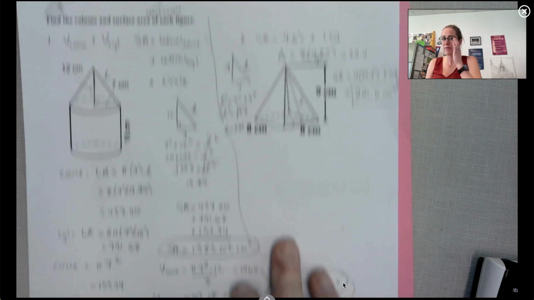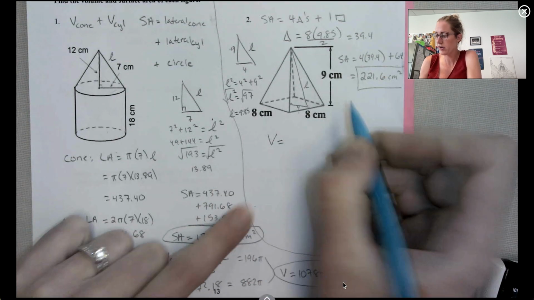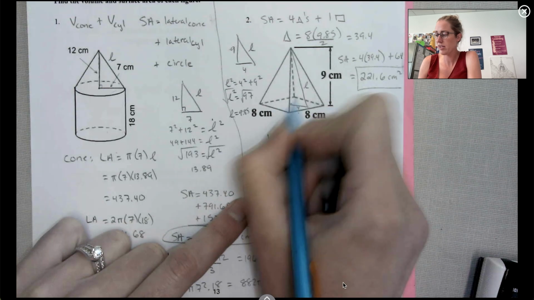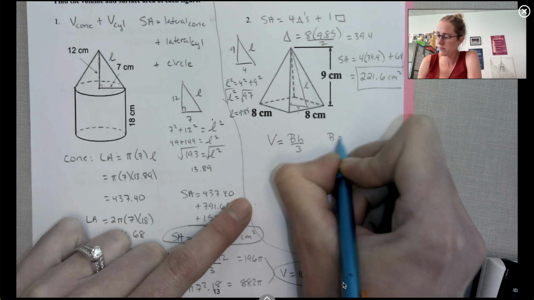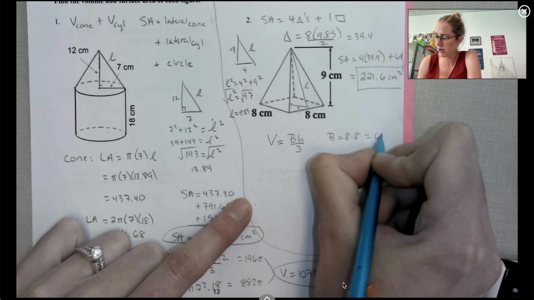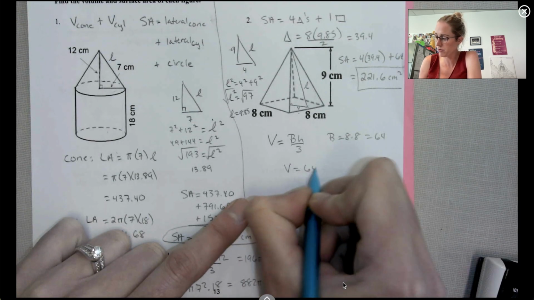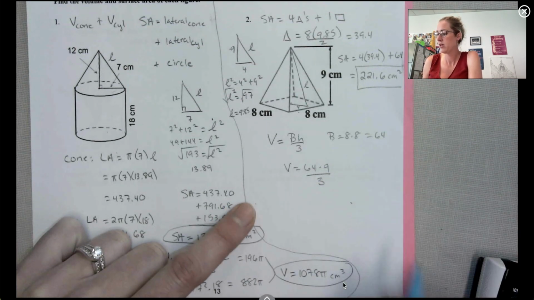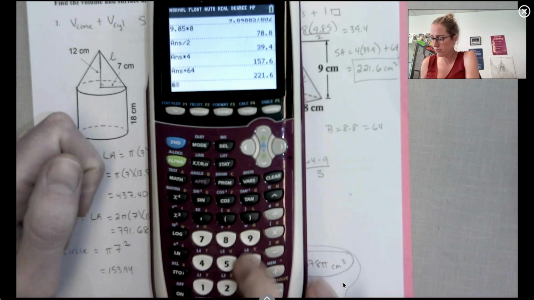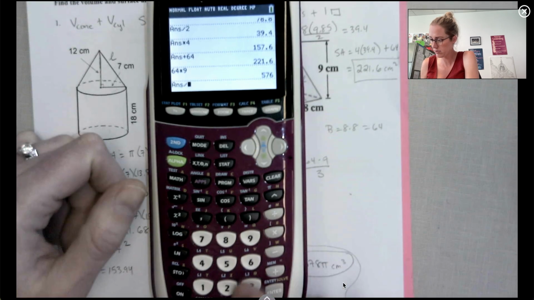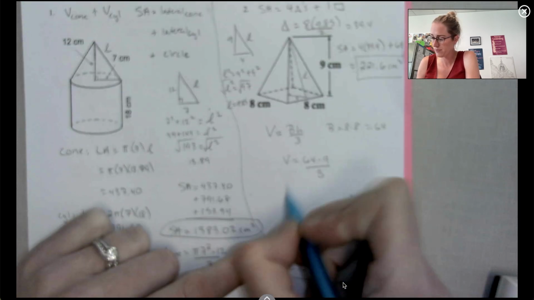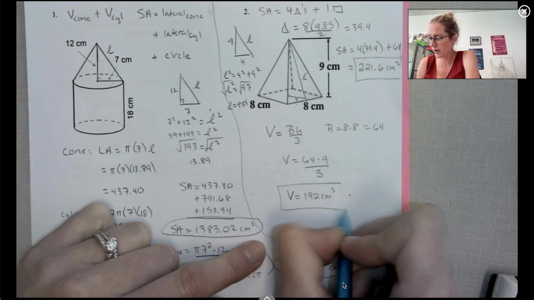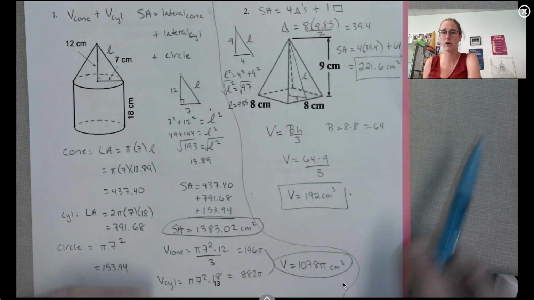Okay? Now we have the volume of the pyramid. Volume is area of the base times the height divided by 3. Area of the base is 8 times 8, which is 64. So we've got V equals 64 times the height, not the slant height, divided by 3. Okay? So when we do that, 64 times 9 divided by 3, we get 192. And there is our surface area and our volume of the pyramid.